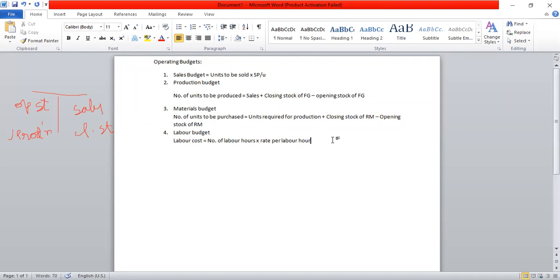The only thing we have to remember is that labor is also of various types: skilled workers, semi-skilled workers, unskilled workers. They are paid at different rates. So all of them are not uniformly paid. We just have to keep track of the rate applicable to each category of workers. So labor cost is prepared. Then after that we have the overhead budgets.